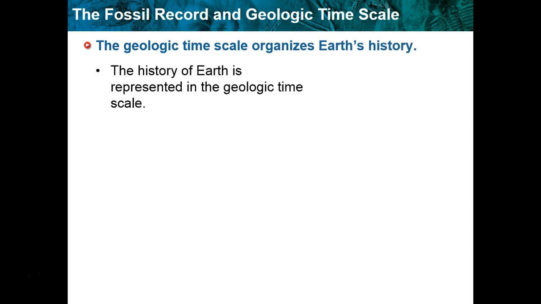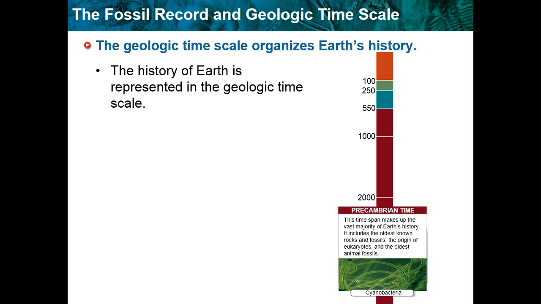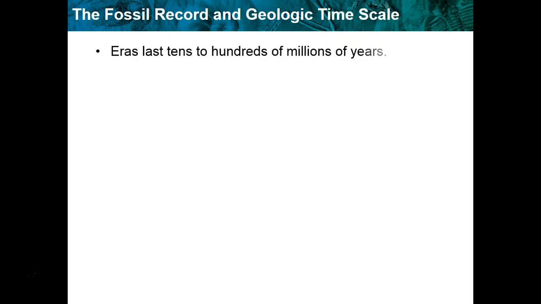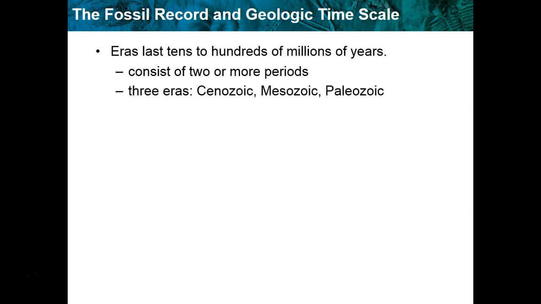So the history of Earth is represented in what we call the geologic time scale. The majority of Earth's history is in Precambrian time. This includes the oldest known rocks and fossils, the origin of eukaryotes, and the oldest animal fossils. Eras, which we know are a period of time, last tens to hundreds of millions of years. So eras last a really long time. They consist of at least 2 periods.